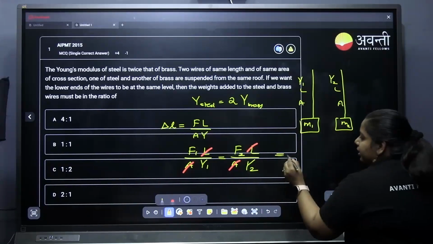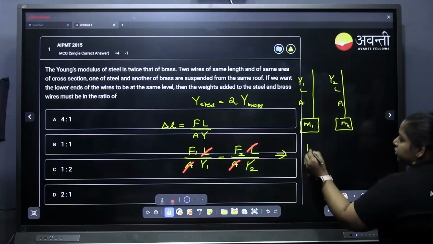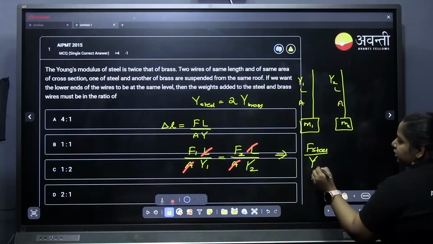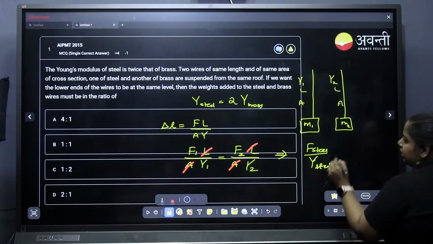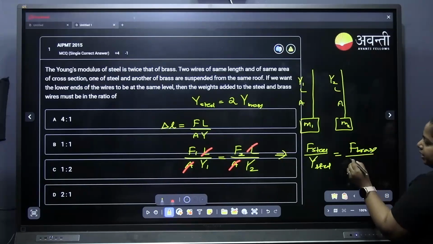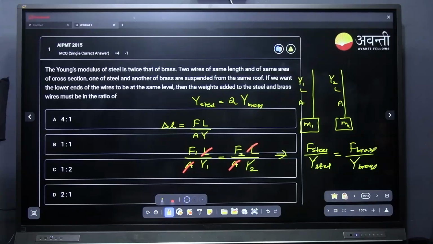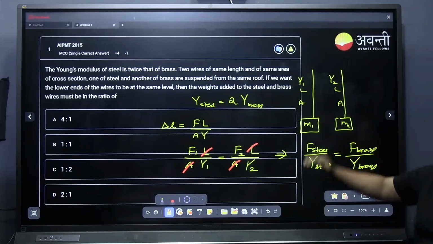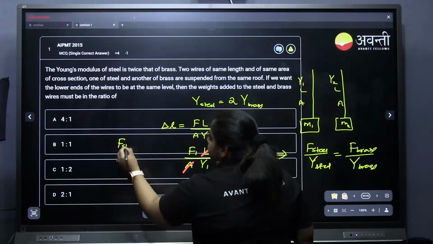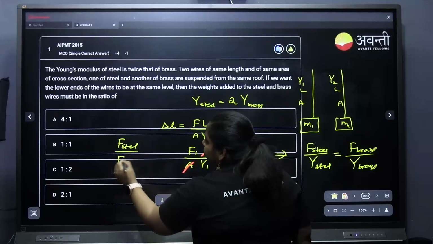You will have, just substitute now, force of steel divided by Young's modulus of steel equal to force of brass divided by Young's modulus of brass. We want the ratio of weight of steel by brass. So we want the equation for F steel by F brass.